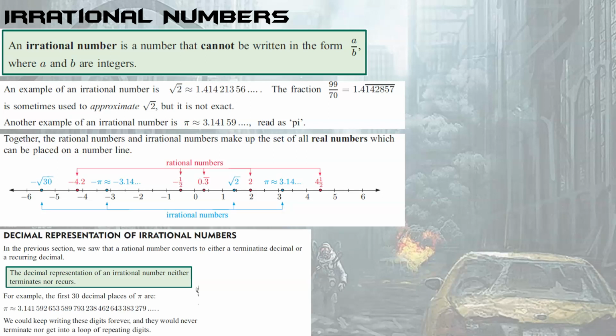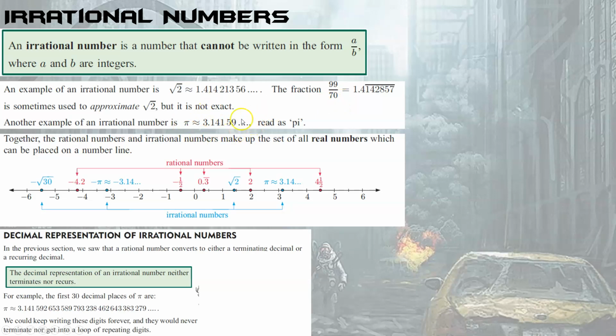If you put that in a calculator, it'll give you something like 1.41421356. You can see how it is not terminating, as we've seen before, but it's also not recurring. There's no pattern here. It's just continuing on. If we were to try and convert that into a fraction, we would say that 99 on 70 gives us 1.412857. It's very, very close, so we could say that it is approximately equal to the square root of 2, but it is not exactly equal to.